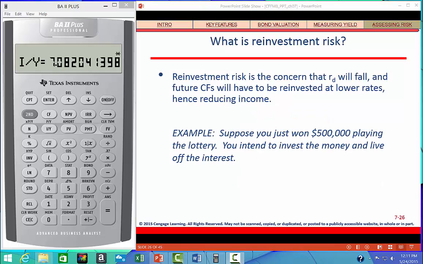So we just looked at price risk, and now we're going to look at reinvestment rate risk. Reinvestment rate risk for investors is the risk that interest rates go down. If interest rates go down, then in the future when you get your money out of a previous investment, you face lower interest rates for your next investment. An example: suppose you just won $500,000 playing the lottery, which is really not the best advice, and you're going to invest the money and live off the interest.